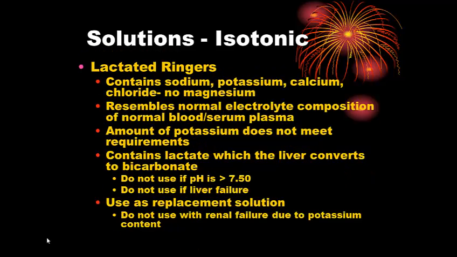Lactated Ringer's contains sodium, potassium, calcium, chloride, and does not contain magnesium. It resembles the normal electrolyte composition of blood and serum plasma. The amount of potassium will not meet the daily requirements. It does contain lactate, which is the precursor for bicarbonate. Do not use this in patients that are alkalotic or if they're in liver failure. It will cause lactic acidosis in liver failure patients, and it also gives them extra potassium. Lactated Ringer's is contraindicated in patients with hyperkalemia.